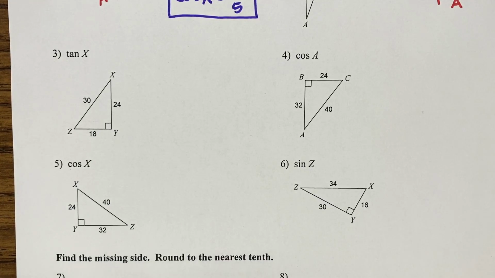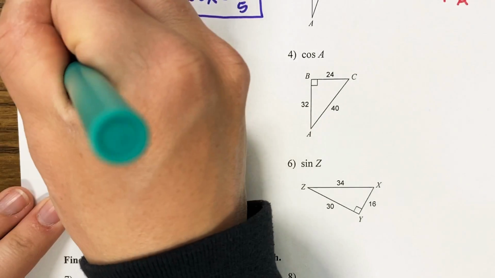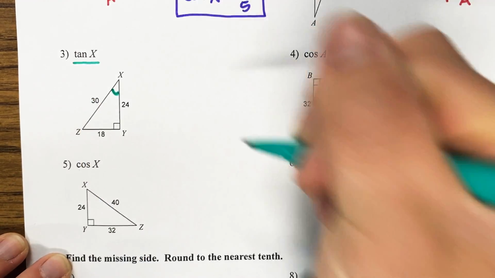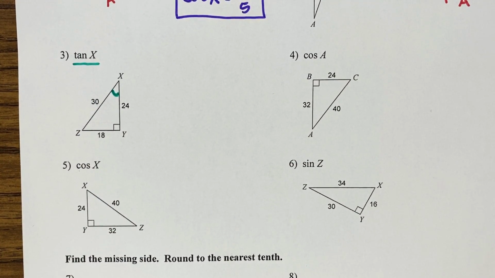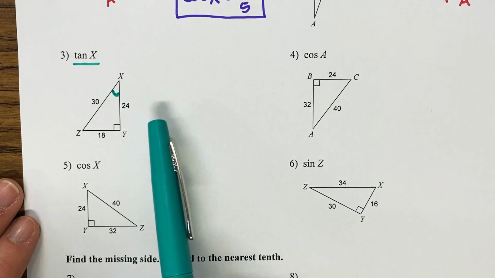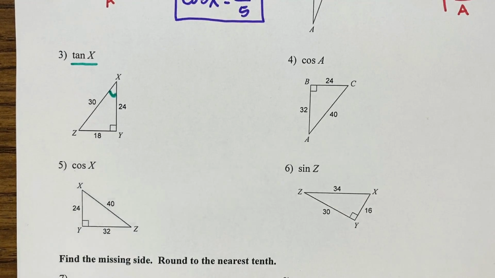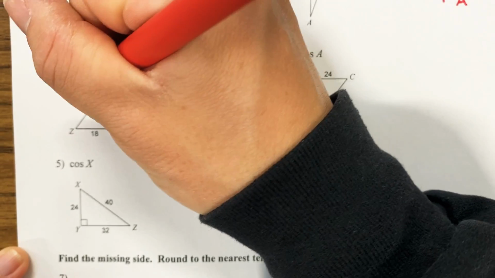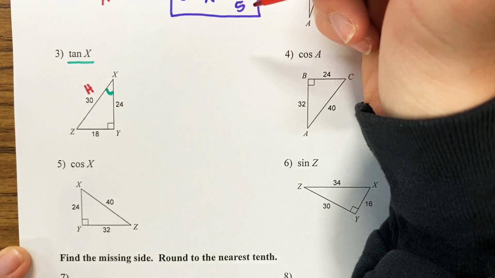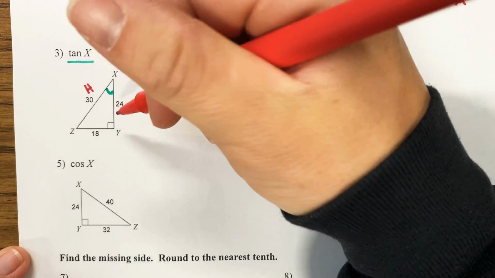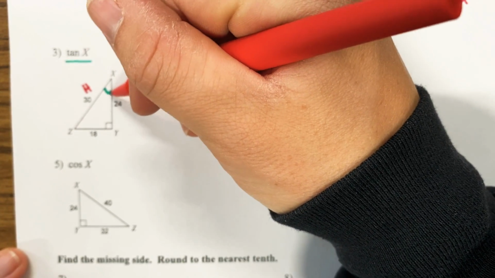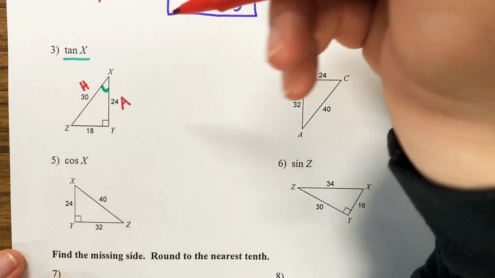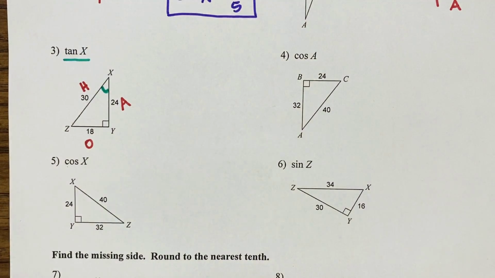Let's do number 3. It wants tangent of x. So find the angle that it's asking for. It wants x, so x is that angle right there. Now using that angle, let's identify opposite, adjacent, and hypotenuse. The hypotenuse is always the easiest because it's always across from our right angle, so there's our H. Now our adjacent one is the one that is right next to our angle, so that's going to be adjacent. And opposite is on the opposite side of that angle. Opposite.